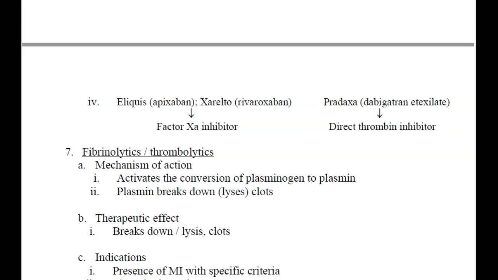Next, we're going to be talking about fibrinolytics or thrombolytics. But before we proceed, I want to summarize the differences between platelet aggregation inhibitors, anticoagulants, and fibrinolytics. Platelet aggregation inhibitors work on the platelets. They prevent platelets from sticking together. And anticoagulants, they don't break down clots, but they do prevent clots. Fibrinolytics, on the other hand, even after the clot is already formed, break down those clots. So I hope that helps with the differentiation of these therapeutic classes.